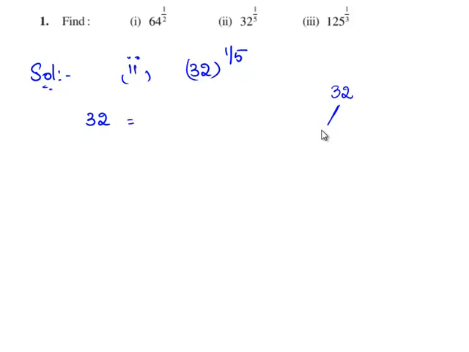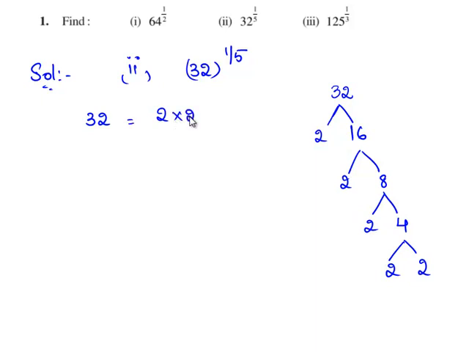So 32 is 2 times 16. 16 is 2 times 8. And 8 is 2 times 4. 4 is 2 times 2. Therefore, the irreducible factors of 32 is 2 multiplied with itself 5 times. Therefore, it is 2 raised to the power of 5.